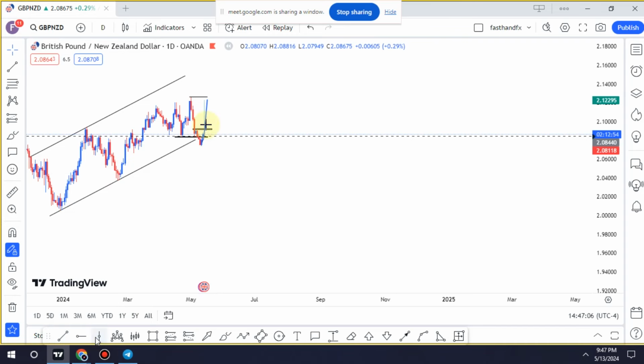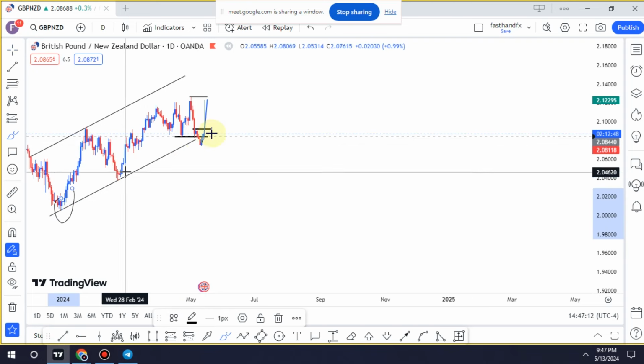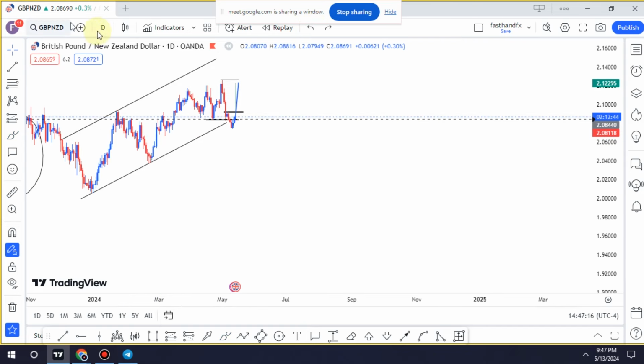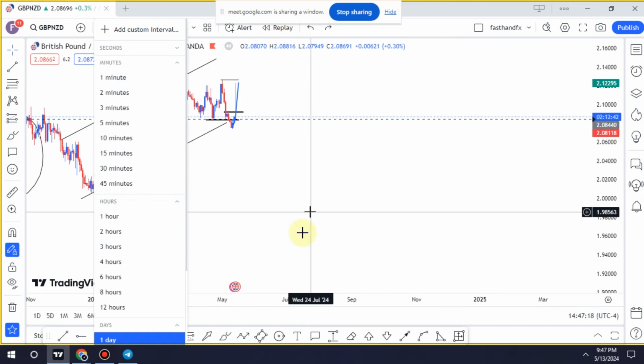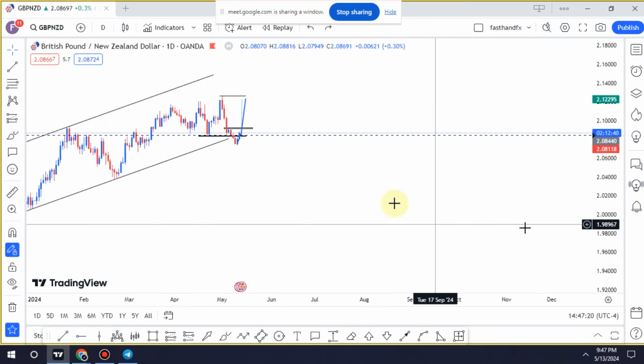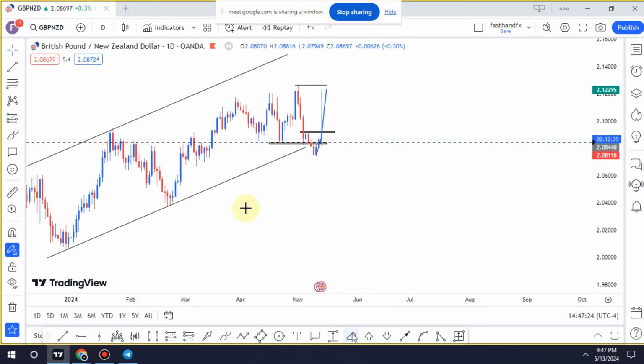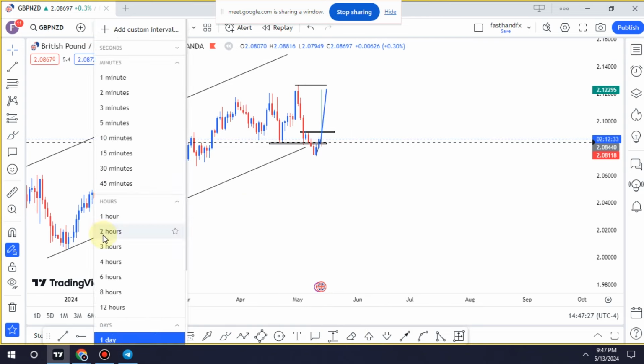And now you see price has already gone back to give us the third touch, and that is where we should be executing. First touch, second touch, third touch. Now that is based on the daily. If we understand that price is on the third touch, then we should look for buy opportunities on the lower time frame.